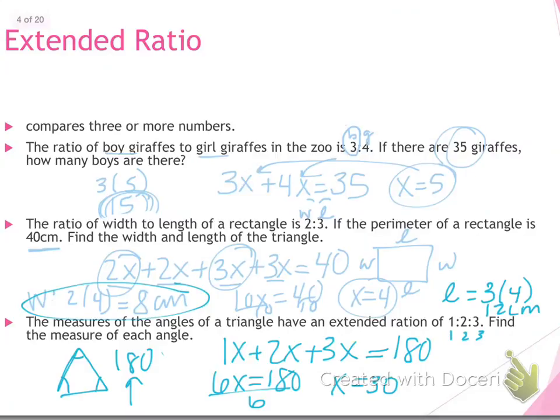Now we've got to find the angle, so we're going to plug it back in. So 30 times 1 gets me 30. 2 times 30 gets me 60. And 3 times 30 gets me 90. And if you check, if I add all three of those together, it should equal 180 degrees.